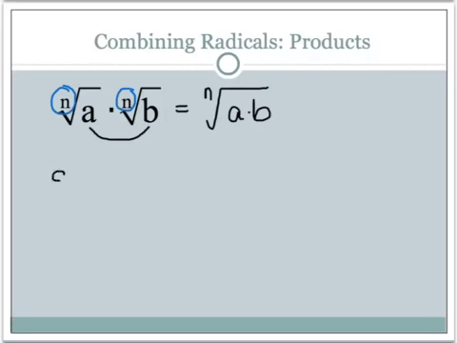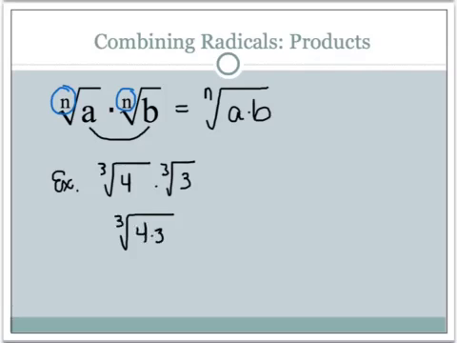Quick example. We have the cube root of 4 times the cube root of 3. Since they're both cube roots, we can rewrite this as the cube root of 4 times 3, which we can then simplify as 12. And if 12 can break down, you would want to do that.